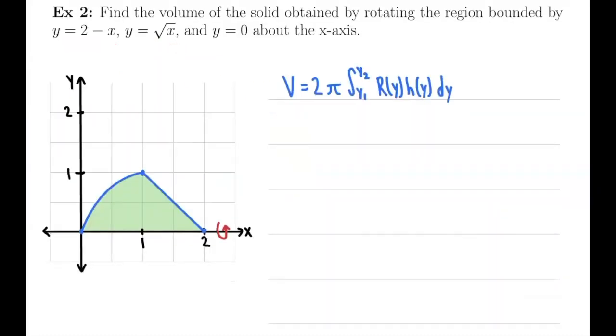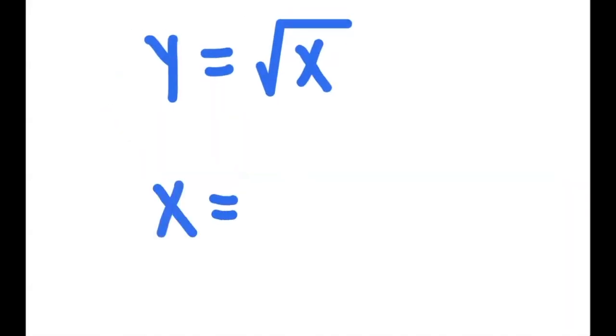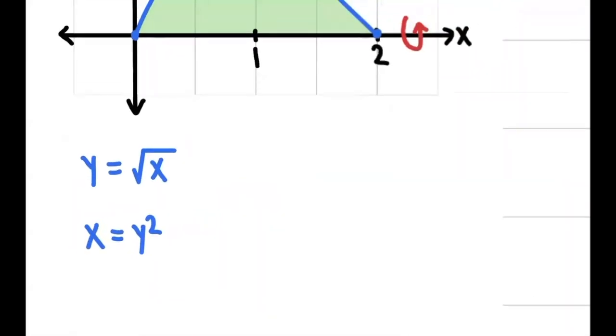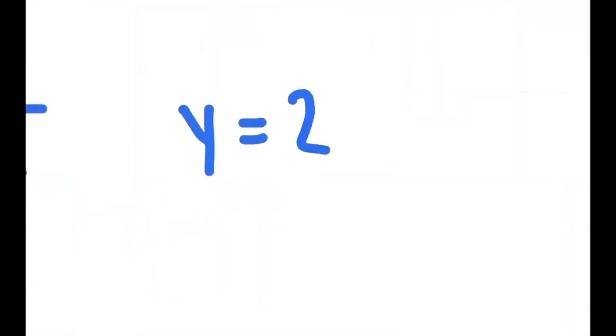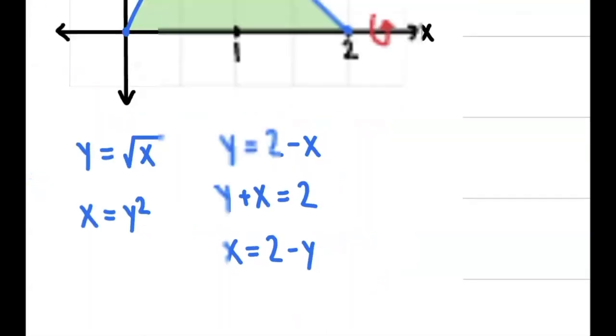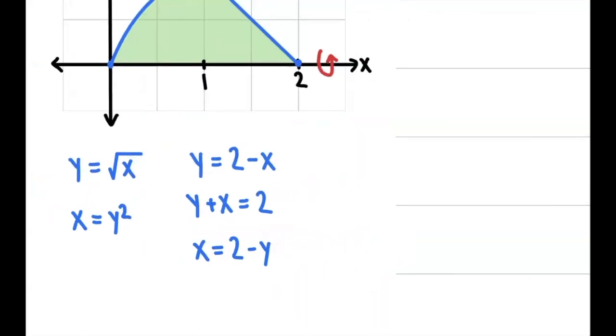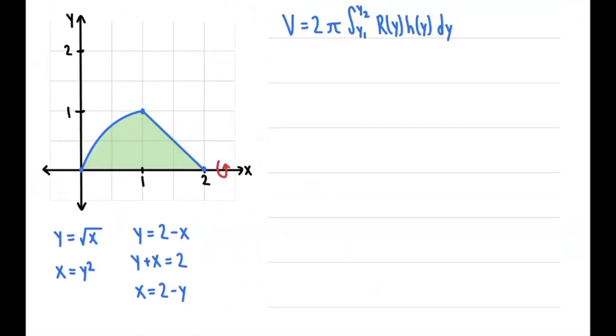So we have x in terms of y, since, again, this integral is with respect to y. So for y equals the square root of x, what does x equal? Y to the second power. That is absolutely right. And for y equals 2 minus x, if you want to solve for x, you add x to both sides, subtract y from both sides, and you get x equals 2 minus y. All right, so all I did is solve for x, because, again, I want the integral with respect to y. So what is the radius function? What is r of y?